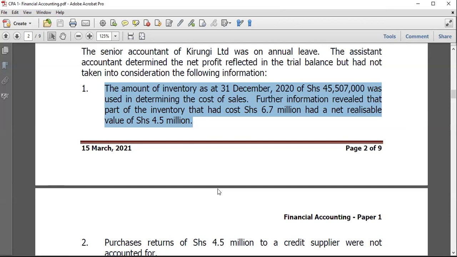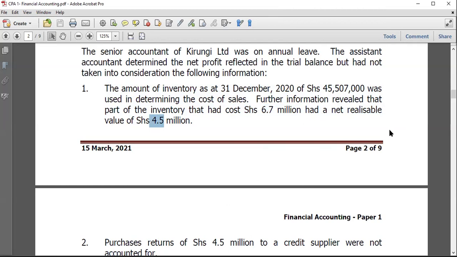So that's why the standard says, every time you have inventory on your balance sheet or statement of financial position, make sure that you value it at the lower of cost and net realizable value. So this inventory that we've been given here, where they're saying that part of it, which is 6.7, had a net realizable value of 4.5, it means that we have to adjust it from 6.7 and value it at 4.5, okay?